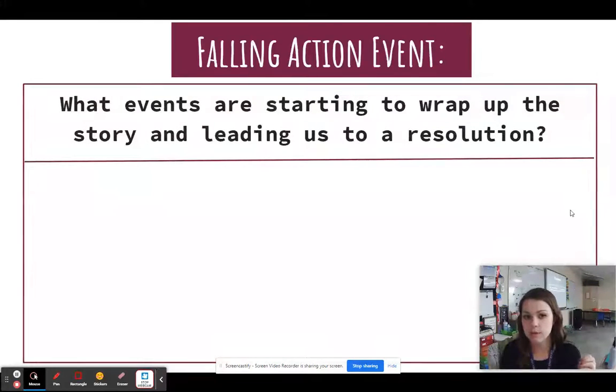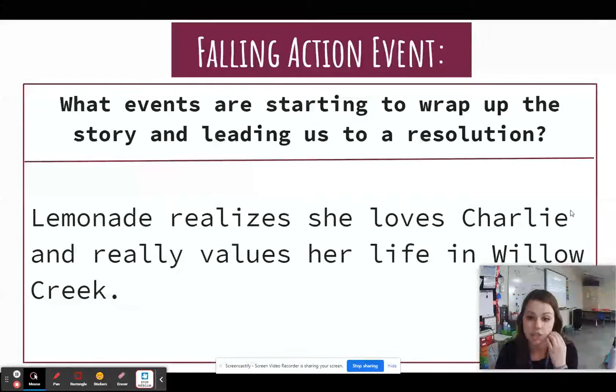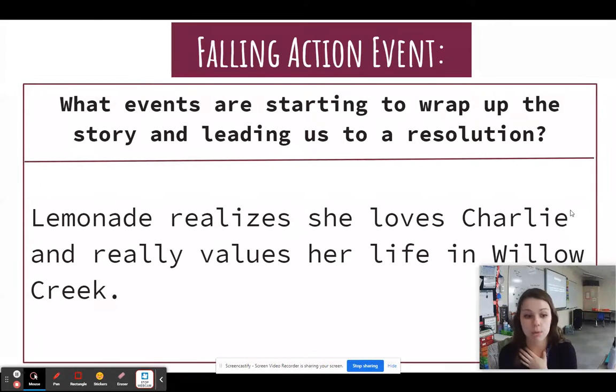So once we have that most suspenseful moment, what events are starting to wrap up the story and leading us to a resolution? Well, for this one, I would say Lemonade realizes she loves Charlie and she really values her life in Willow Creek. That's like the pivotal moment in the book. It's the first time that when Charlie gets hurt, it's the first time she considers staying, because she's like, I really care for him. She calls him grandfather for the first time.